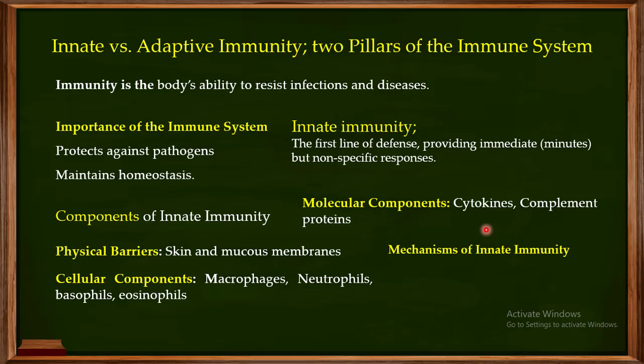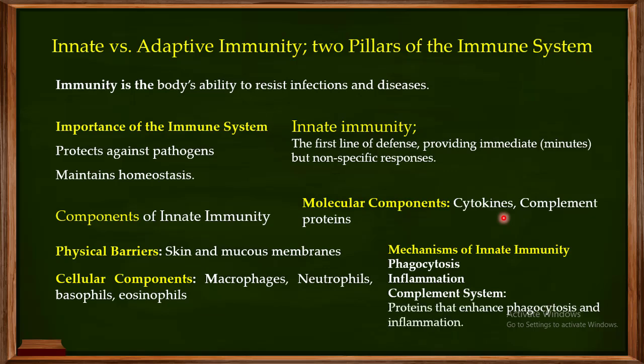If you look at the mechanisms which the innate immunity follows in our body, it can go for phagocytosis. You are talking about the macrophages, for example, over here. You can go for inflammation that would be carried out by these cytokines, for example. And you can go for the complement system, which is actually a set of proteins that enhances the phagocytosis and the inflammation. So this is a general overview of the innate immunity.